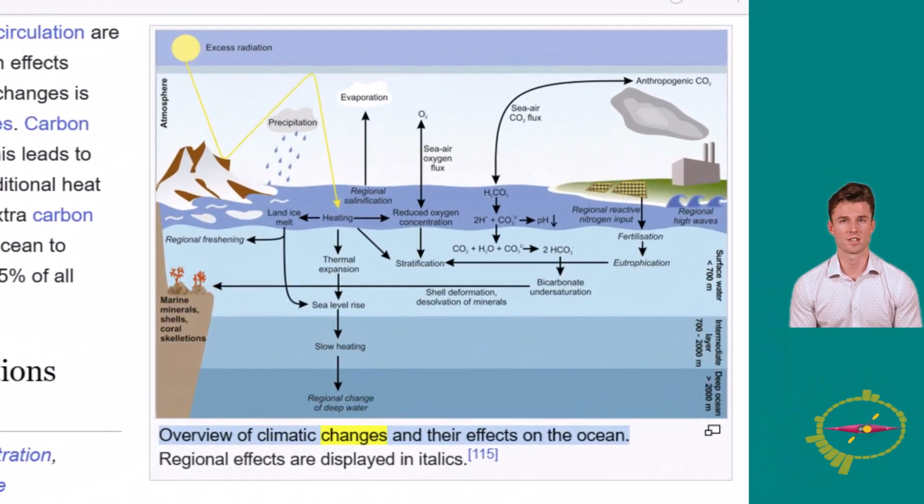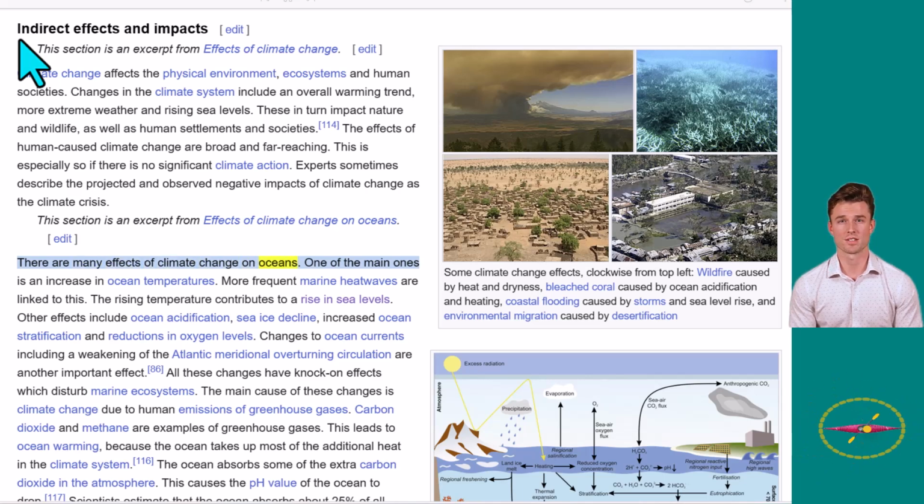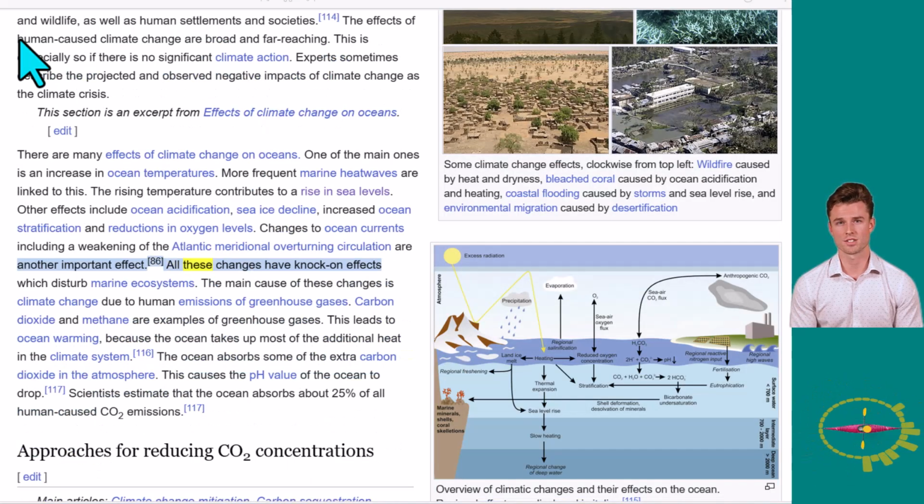Overview of climatic changes and their effects on the ocean. Regional effects are displayed in italics. There are many effects of climate change on oceans. One of the main ones is an increase in ocean temperatures. More frequent marine heat waves are linked to this. The rising temperature contributes to a rise in sea levels. Other effects include ocean acidification, sea ice decline, increased ocean stratification, and reductions in oxygen levels. Changes to ocean currents, including a weakening of the Atlantic meridional overturning circulation, are another important effect. All these changes have knock-on effects which disturb marine ecosystems.